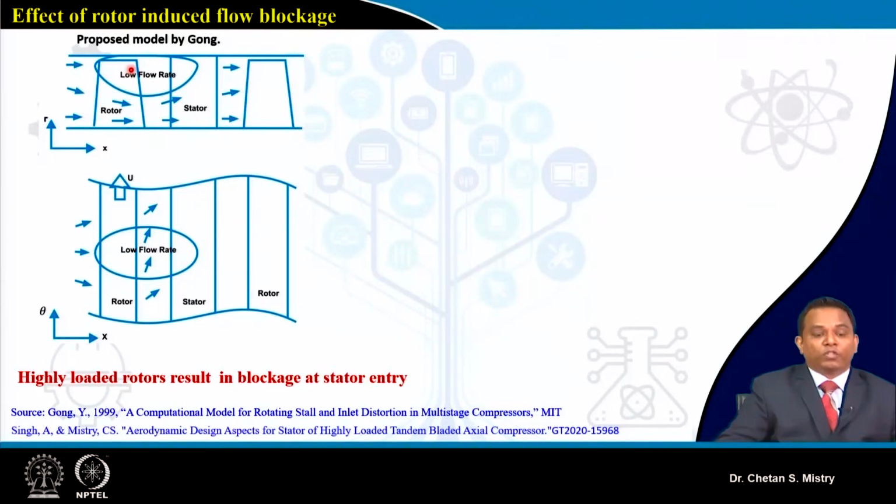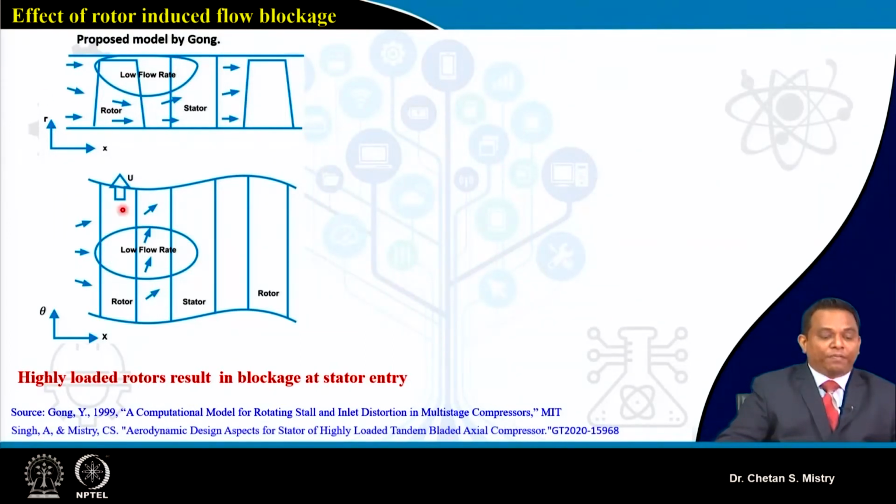So this flow will strike my stator. My stator has been designed with the assumption of a particular angle, meaning we assume our axial velocity to be constant. Instead, because of the presence of this low momentum fluid, the flow incident angle to the stator will change, and that will deteriorate the performance of my stator. Overall, it will not give me the pressure rise I expect from that particular stage.